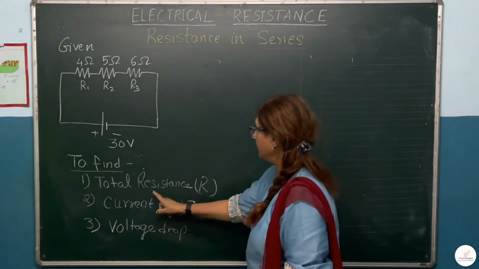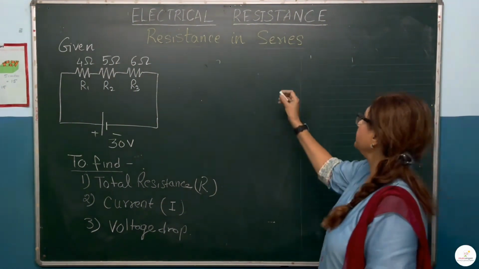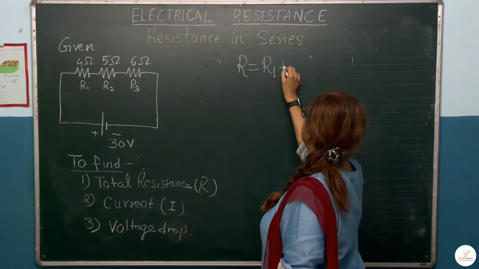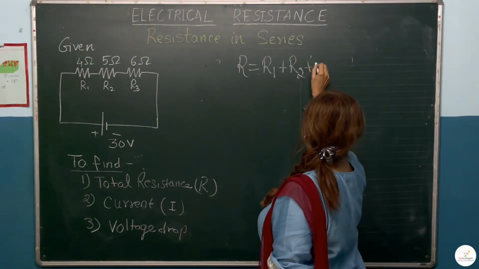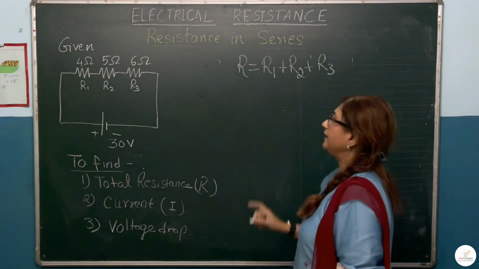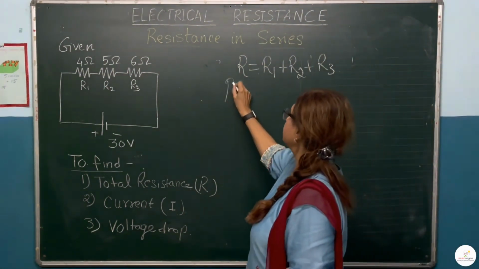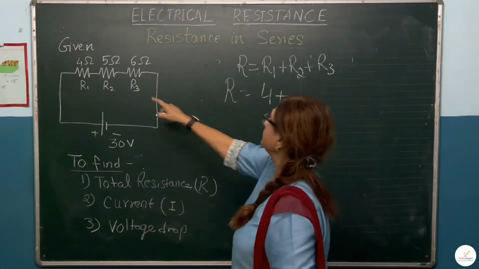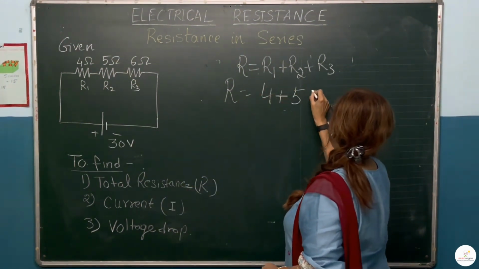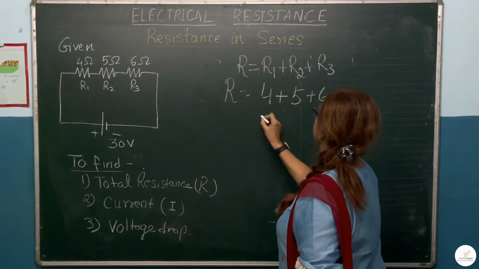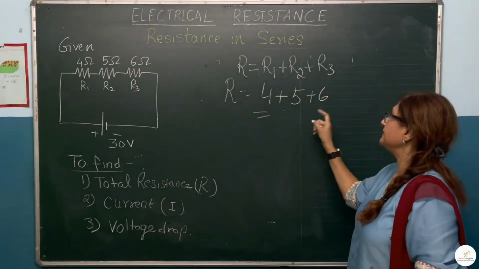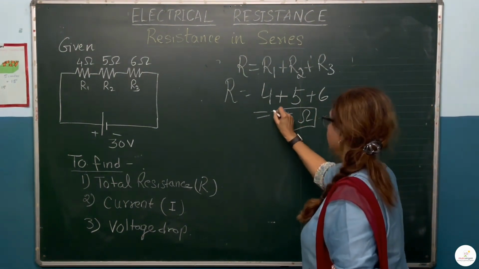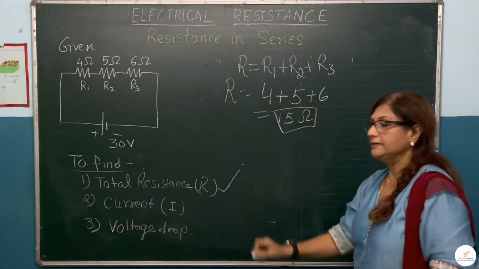We start with number 1. And remember the formula of the total resistance, that is R is equal to R1 plus R2 plus R3. So we plug in the value here. So the total resistance R will be, R1 is 4, R2 is 5, and R3 is 6, which is equal to 4 plus 5 plus 6, which is 15 ohms. So we got our first answer, that is total resistance.